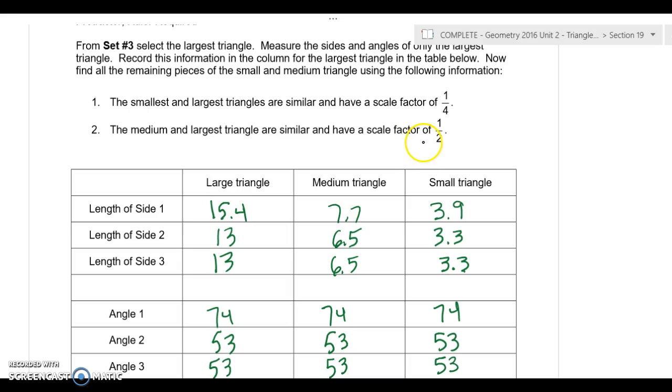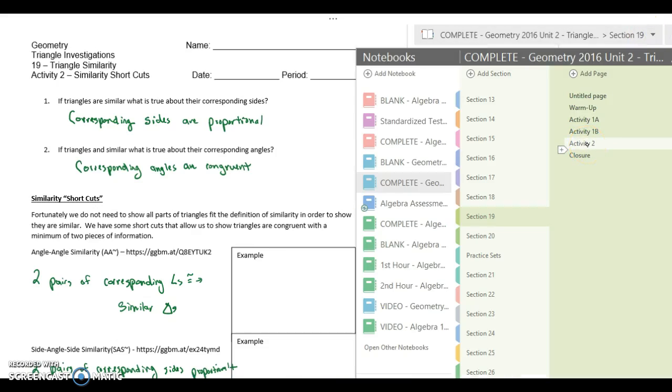The medium and large triangle have a scale factor of 1/2, so take each of those 3 measurements and divide by 2. Now for the angles, we don't resize them. Again, the corresponding angles of similar triangles are the same. They don't change sizes. If they did, our fact of the angles of a triangle adding up to 180 degrees would no longer hold true. And that would be a major concern for us. So our angles don't change their size, but the sides definitely do, and it's based on that scale factor.